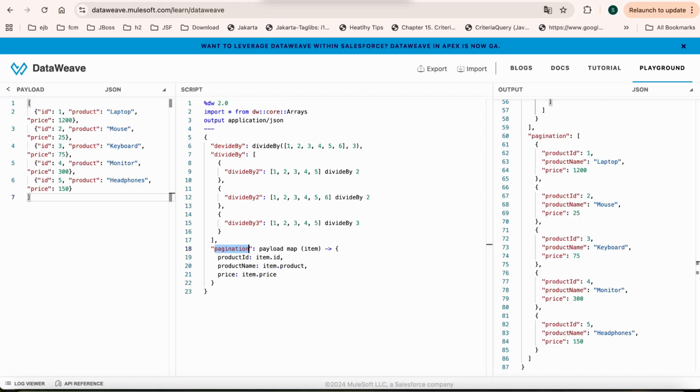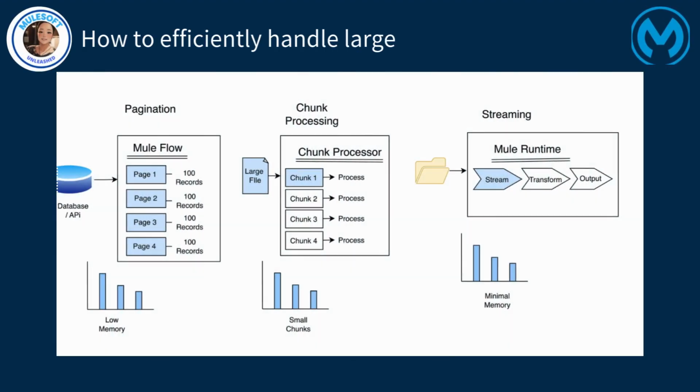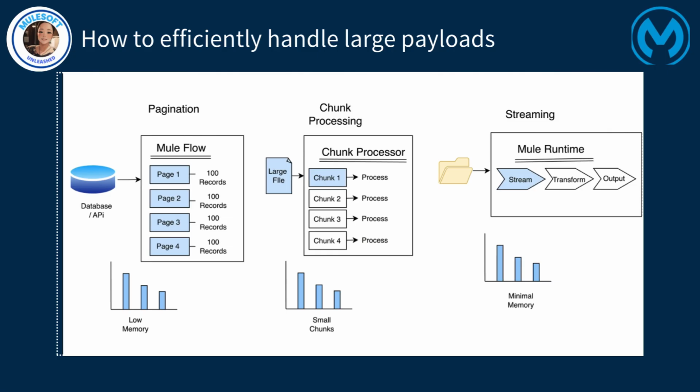In real MuleSoft implementations, chunking techniques like this are frequently used with batch jobs, bulk API operations, and high-volume data processing pipelines. When combined with pagination and streaming, these patterns allow us to build integrations that are scalable, efficient, and capable of handling enterprise-scale data volumes. And that's the key takeaway from today's session. When working with large data in MuleSoft, we should always think about how the data is returned, how it is processed, and how it is handled in memory. By using techniques like pagination, chunk processing, and streaming, we can design integrations that are high-performing, scalable, and production-ready.